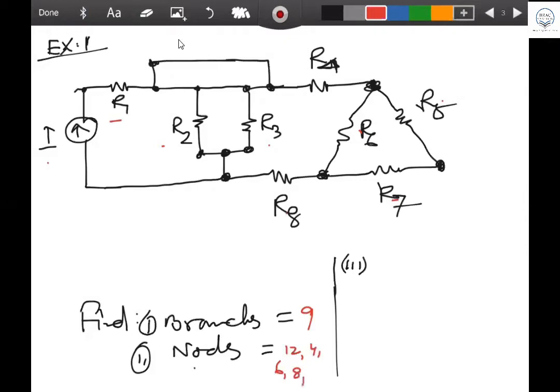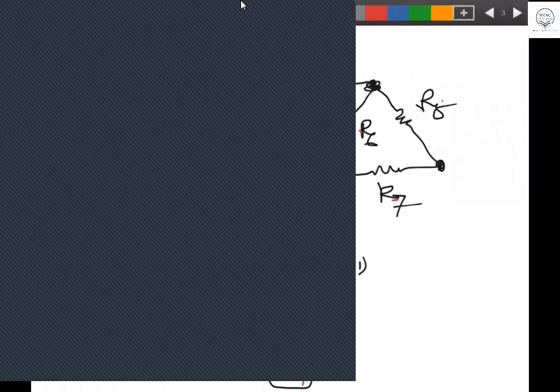Everybody should work it out. And there is another dot I didn't draw. 8, sir. 8. Okay. So you can see, now all of you are divided, because last time for branches there was only 1 answer. Everybody agreed on 9. But here for nodes you are divided. This is why I told you that you make a mistake.